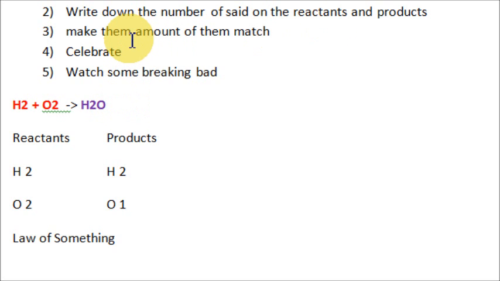So make the amounts match. 2, 2. They match. Boom. Done. 2, 1. They don't match, and they have to match because of this law of something. That means that this number has to be this number has to be this number. So how do we change the equation to make a match? We have to add a coefficient in front of the entire atom of the element you're trying to change. Like this means, if you add a 2 in front of the H2O, that means you now have 4 hydrogen, 2 times 2, and 2 oxygen, 2 times 1.